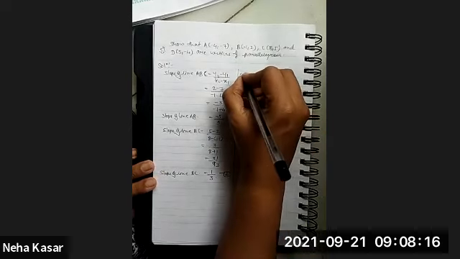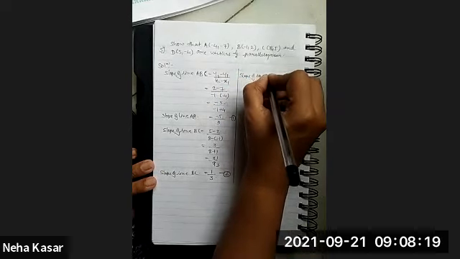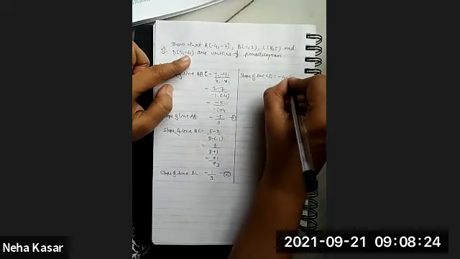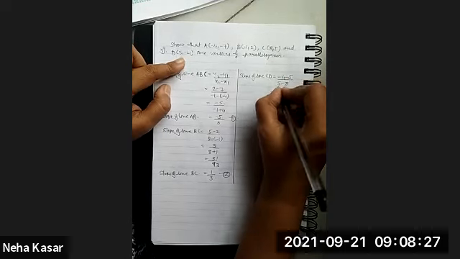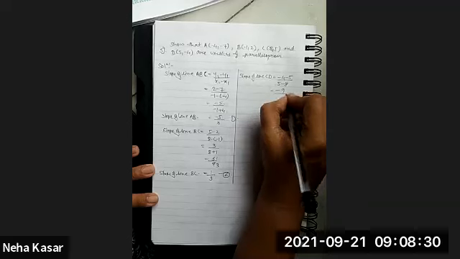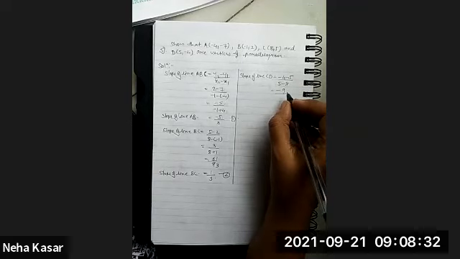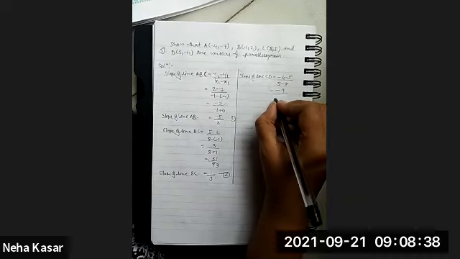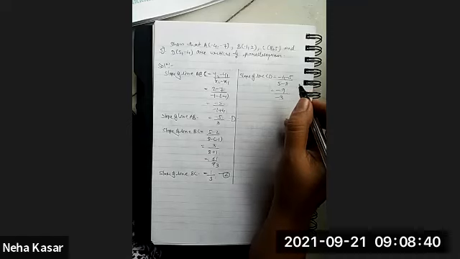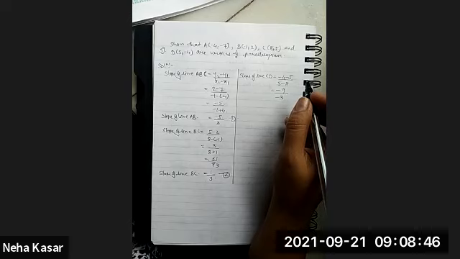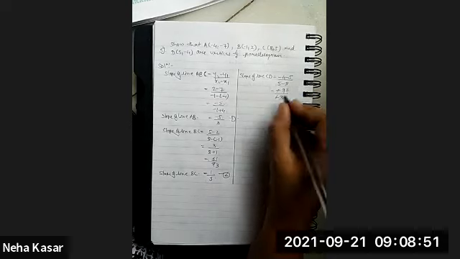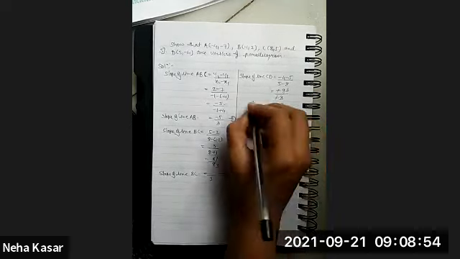Now the slope of line CD. So CD will be again minus 4 minus 5 upon 5 minus 8. So minus 4 minus 5 is minus 9 and 5 minus 8 is minus 3. So this will get cancelled. So 3 ones are 3 threes are. So that is 3 upon 1.